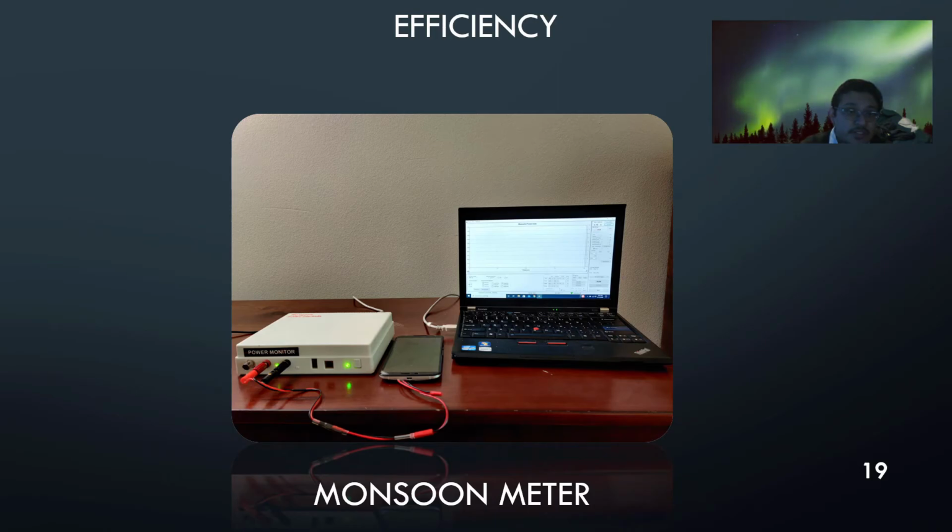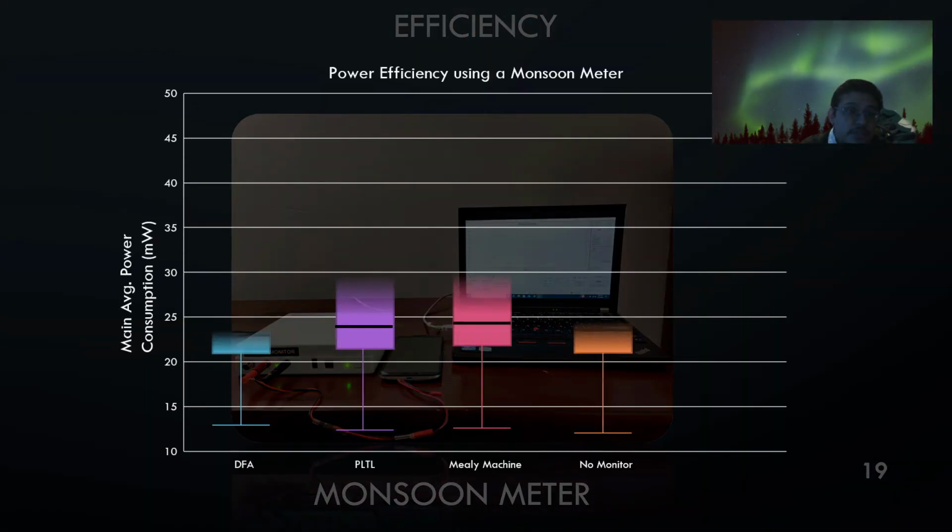Now let's talk about efficiency, and we're specifically talking about power consumption. For message throughput and other efficiency tests, please consult the paper. But to measure the power consumption, we plugged the Nexus 6 device into a Monsoon meter. These are the numbers that we got.